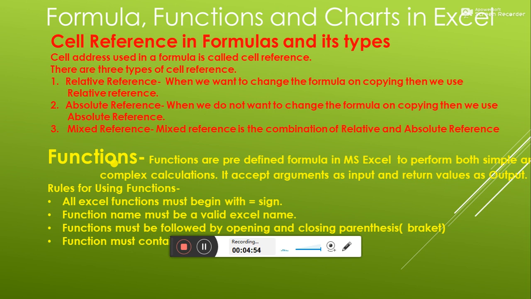Second rule, function name must be a valid Excel name. We can't write any name. Like if you talk about sum, then you must write =SUM. In place of sum, we can't write =ADD, because ADD is not a valid formula in Excel. If product is given, then we can't write multiply; we must use PRODUCT only.